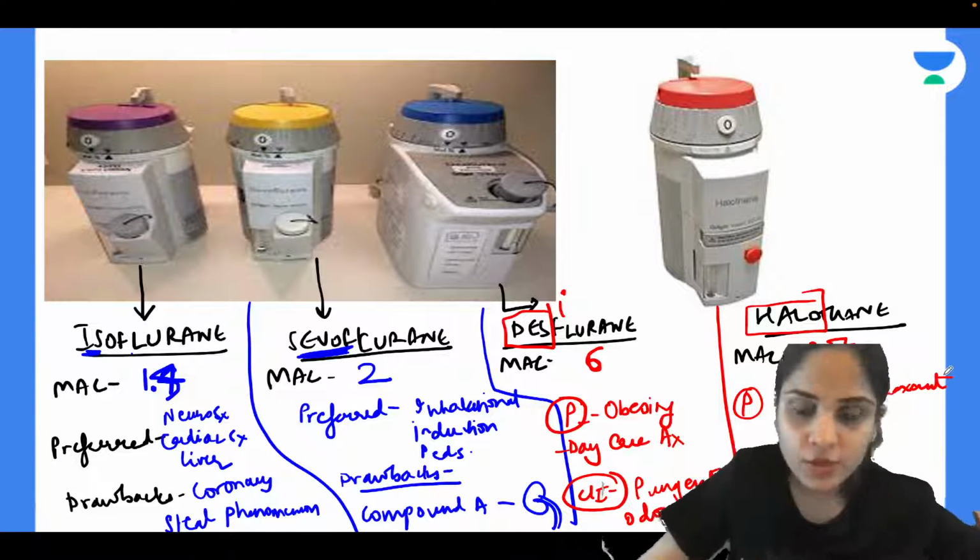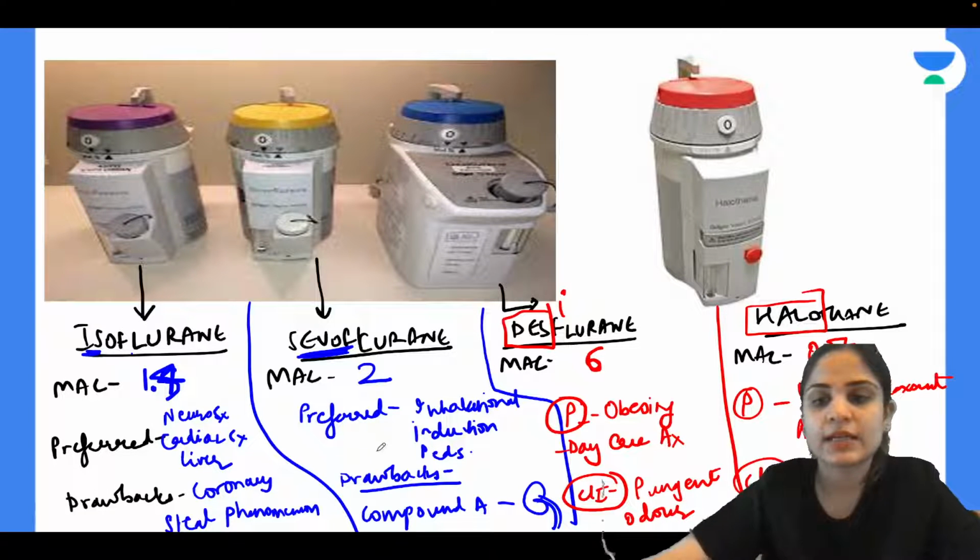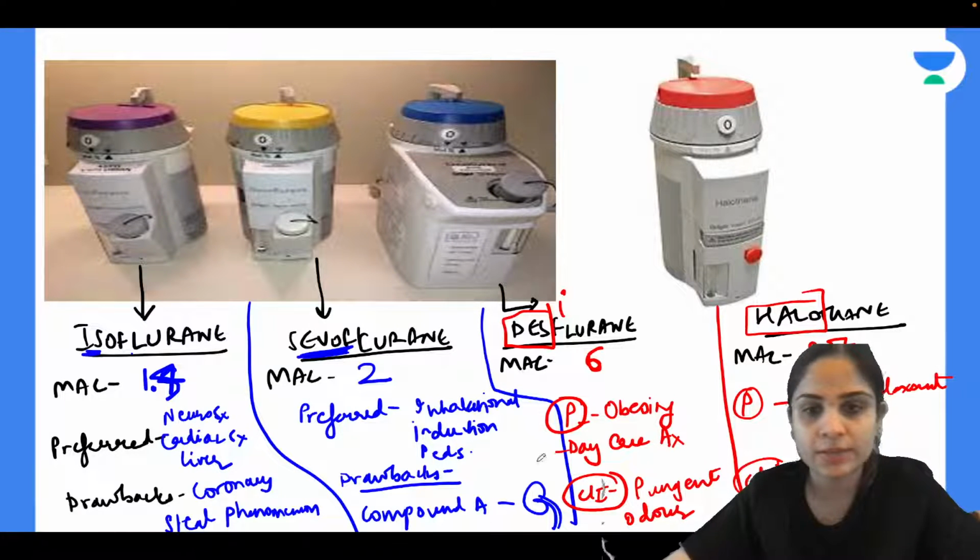So it is a smooth muscle relaxant being used for all this. Then what is the contraindication of halothane? Contraindication of halothane again is if you have postpartum hemorrhage, so you will prefer not to use halothane. And second is if you have halothane hepatitis, that is one of the side effects of halothane.